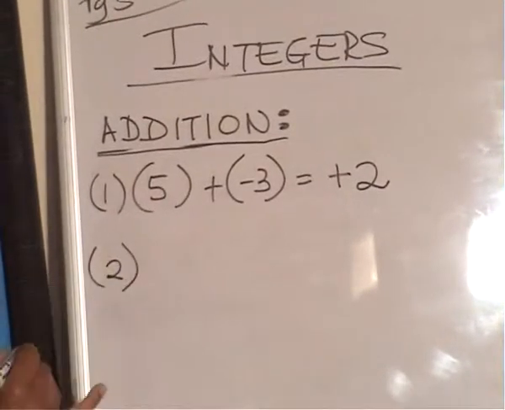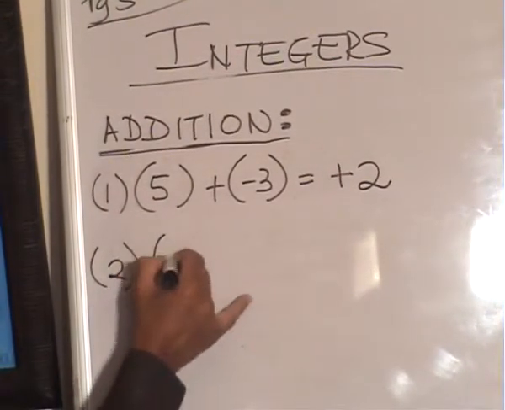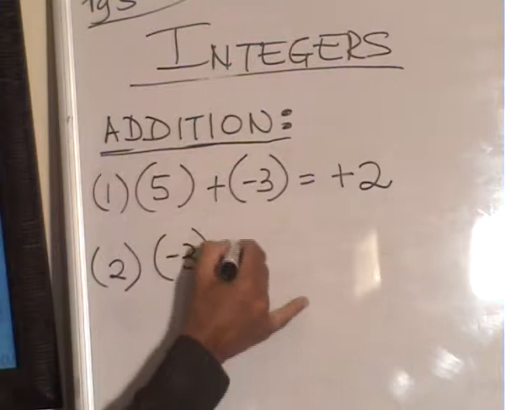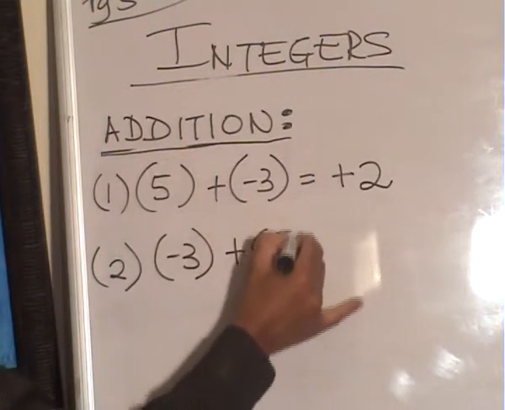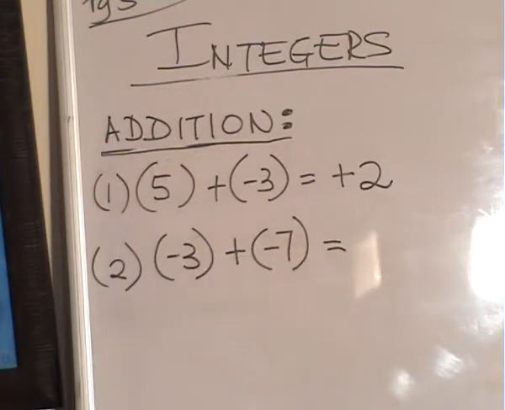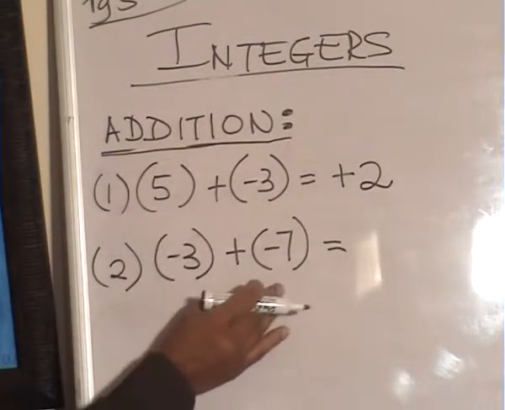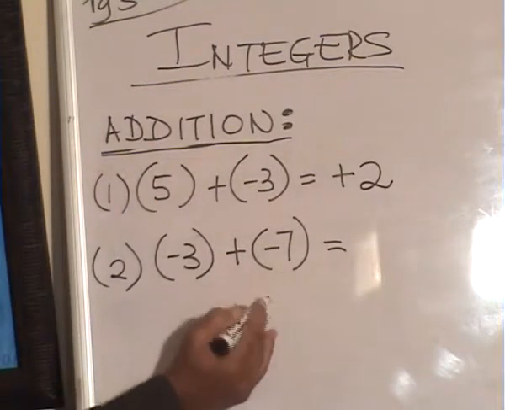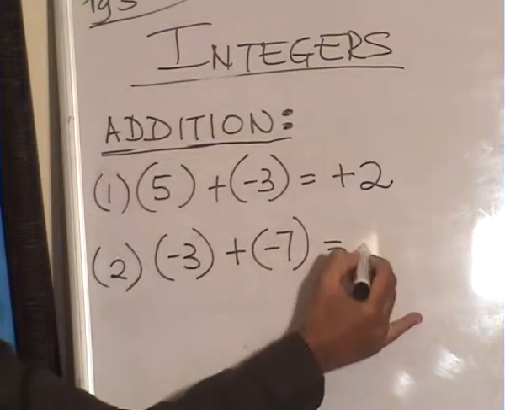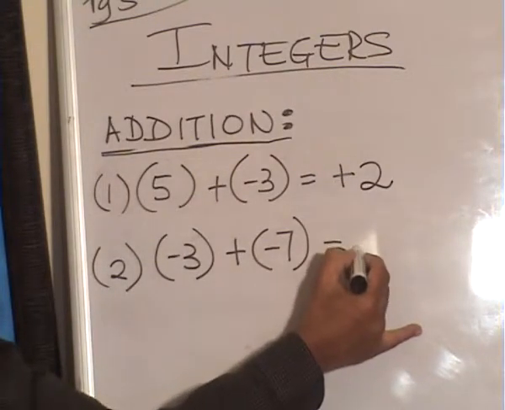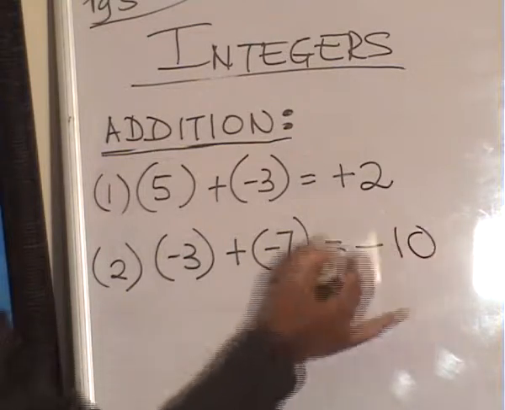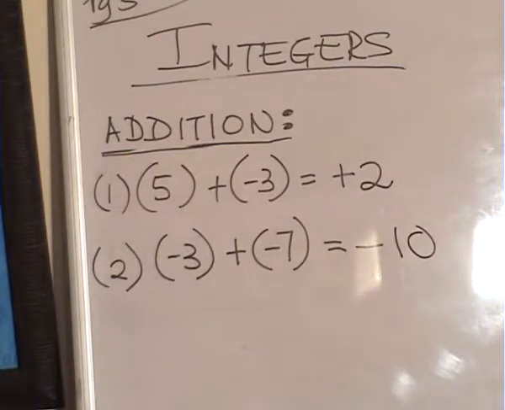We go to the next example in your book, which is -3 plus -7. So what does this mean? I owe 3 rand and I owe 7 rand. That means altogether I owe 10 rand. I owe 10 rand. So it's -10.